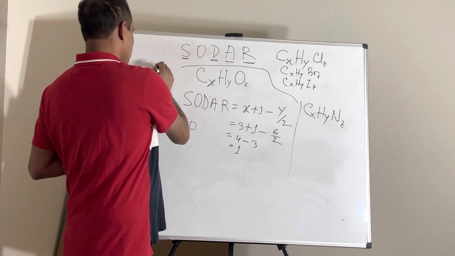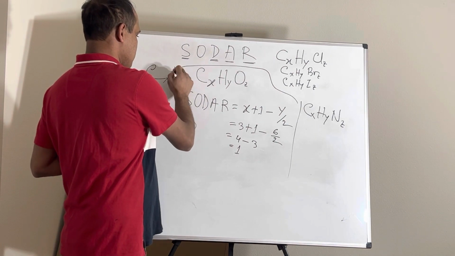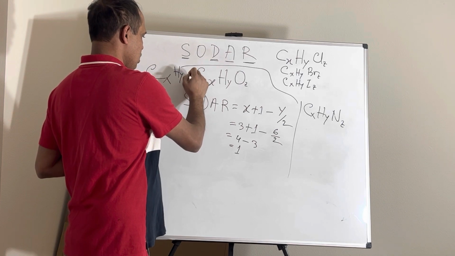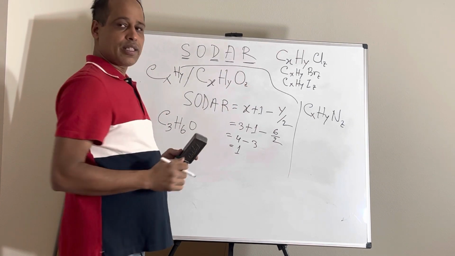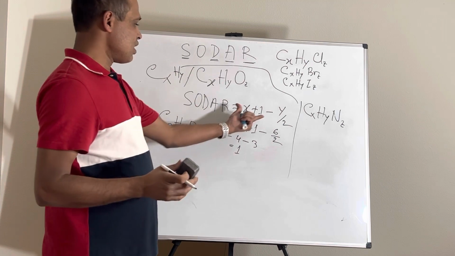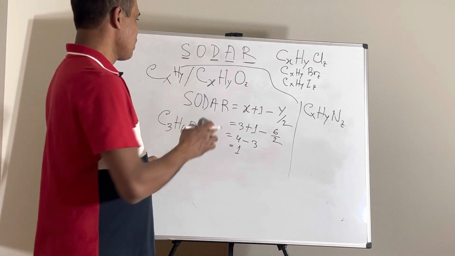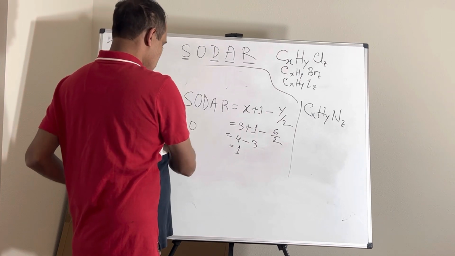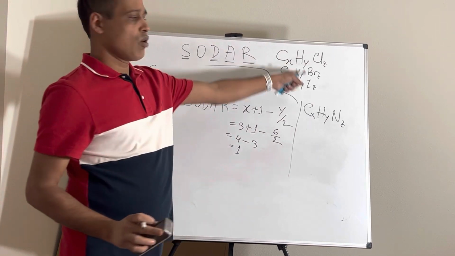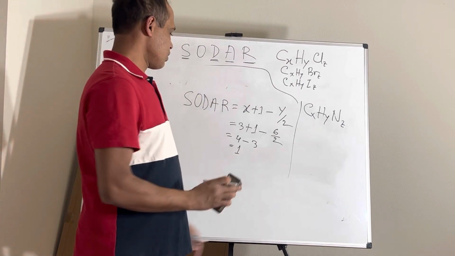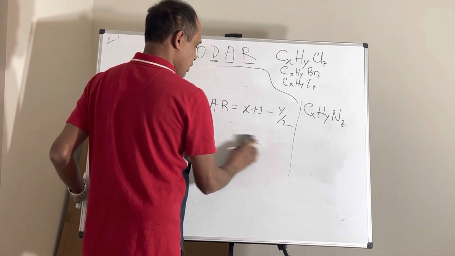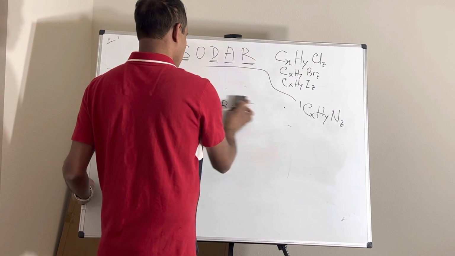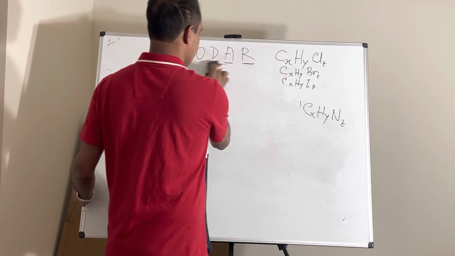So for any structure CXHY and CXHY oxygen, the equation will be the same. Now, let's do it for the halogen and the nitrogen. So the SODAR equation for the halogen containing compound and nitrogen containing compound.